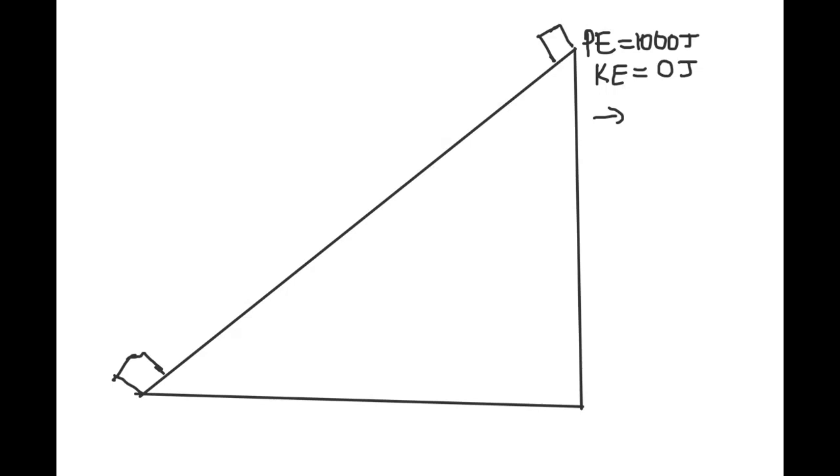I don't know where I should write, maybe here. Surface is frictionless, and also we can ignore air resistance as the crate is falling down. Surface is frictionless, and we also ignore air resistance.